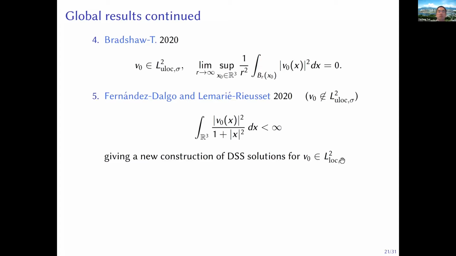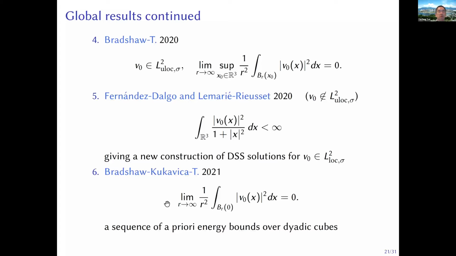And we have to compare these two conditions. They don't imply each other. So these two results are disjoint. And this is the most recent result. So it's accepted, but not published yet, by Zach and Igor and myself.